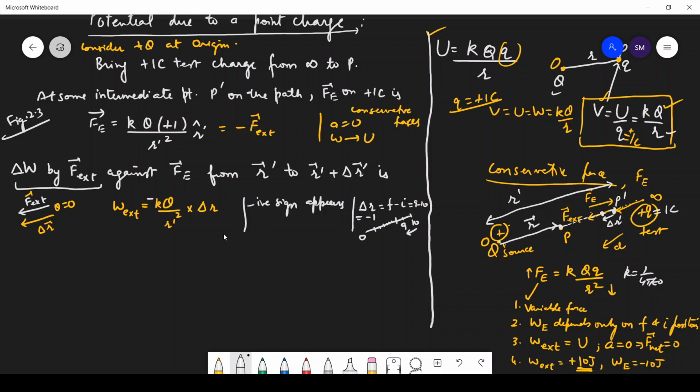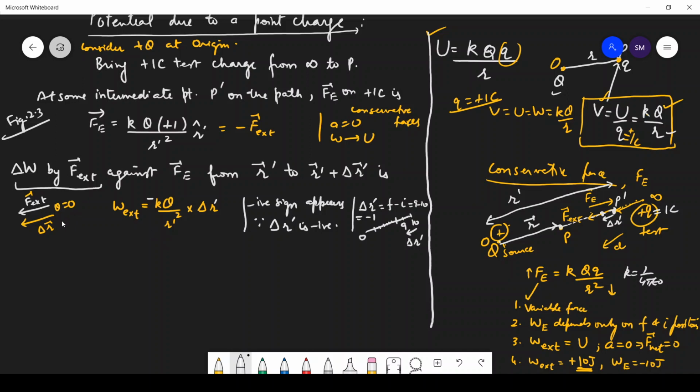Why does it appear? It appears because delta R dash is negative, less than 0. And you have understood here, delta means final minus initial. Final position is 9, initial is 10 suppose. So final minus initial, 9 minus 10, is minus 1. So this is negative, and that is why I have to put a negative sign here.